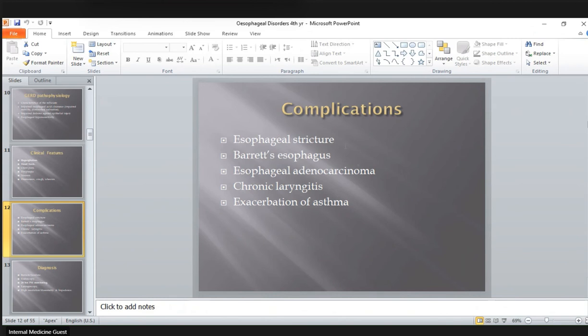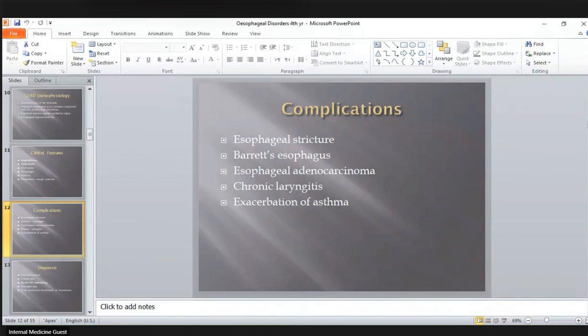It may cause something we call Barrett's esophagus. Barrett is the name of a surgeon who described this condition. It means there are changes in the epithelial lining of the lower part of the esophagus. We will describe it later on. Cancer, adenocarcinoma is one of the complications of excessive reflux disease and Barrett's esophagus.